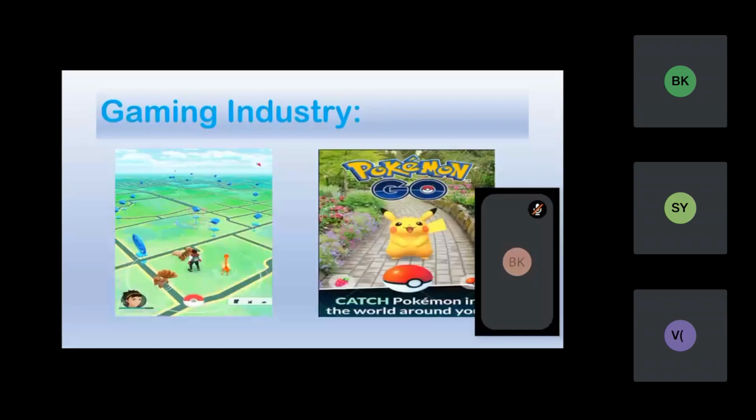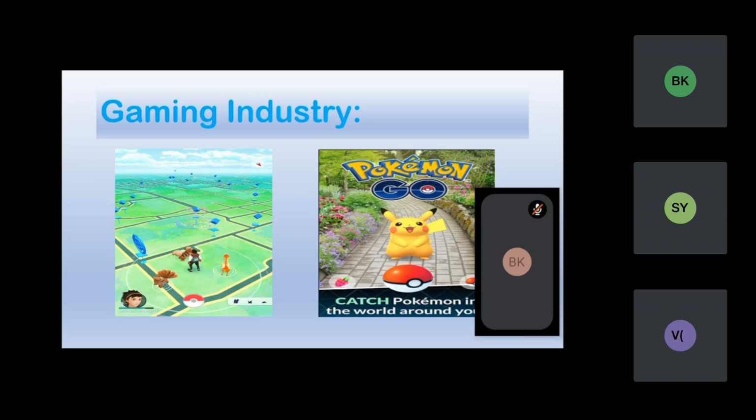Third, the gaming industry. I hope you have definitely heard about Pokemon Go. It was a very popular AR game that was released in 2016. But one interesting thing I'd like to tell about this AR game: it became so widely popular that it almost got banned. Do you know why?